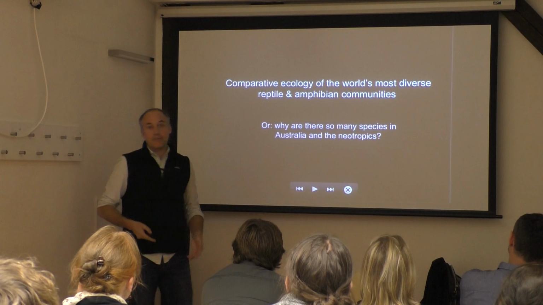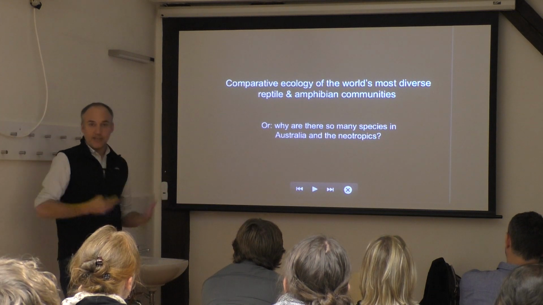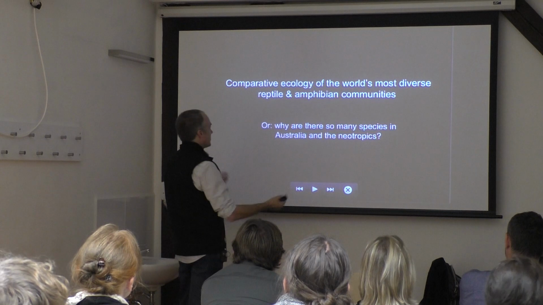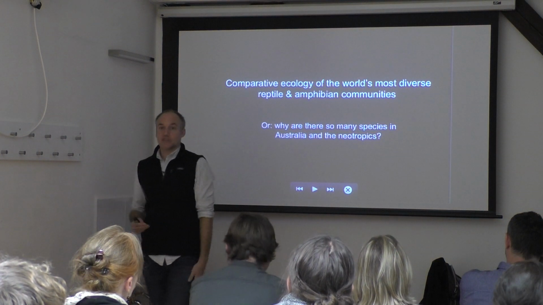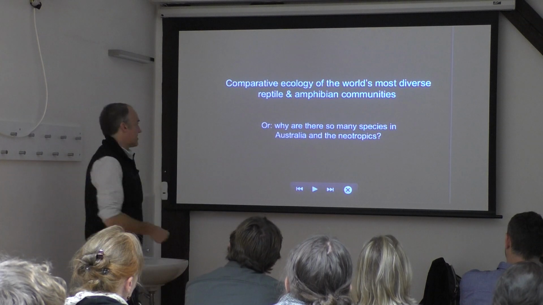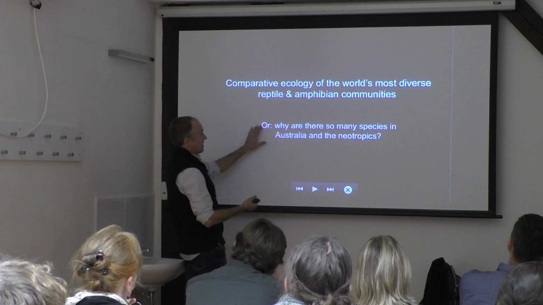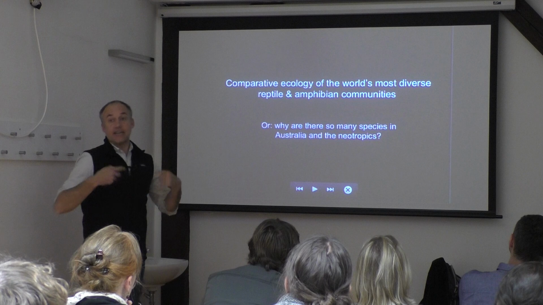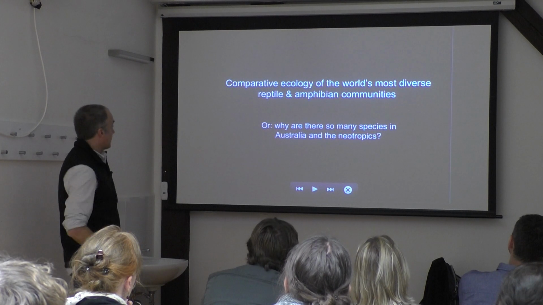So one of the things that we've been doing in my lab to try to address this, at least on a local scale, to the extent that we can contribute to this, is to do some field-based studies of the ecology of reptile and amphibian communities from a couple of really, really diverse communities. Our basic idea is to get basic data that lets us ask questions like why are there so many species of reptiles and amphibians in places like the Neotropics or Australia, which are the two places that we work.